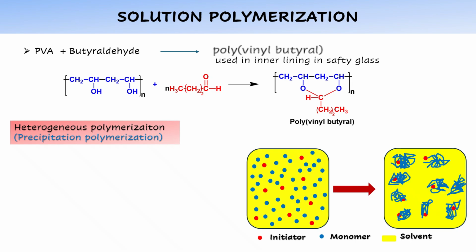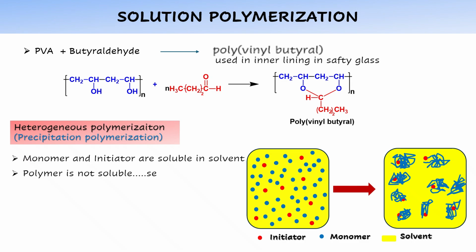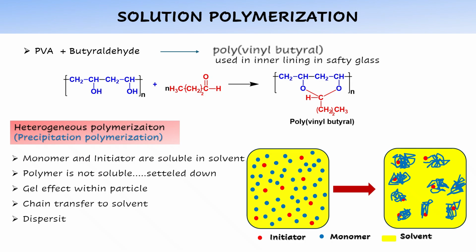Here, the monomer and initiator dissolve completely in the solvent. However, the polymer chain as it grows is insoluble. It precipitates out, forming solid particles. Inside each particle, we see the gel effect, where termination is suspended. For this type of reaction, we must also consider chain transfer to solvent. These reactions result in broad molar mass distribution with dispersity typically between 3 and 10.